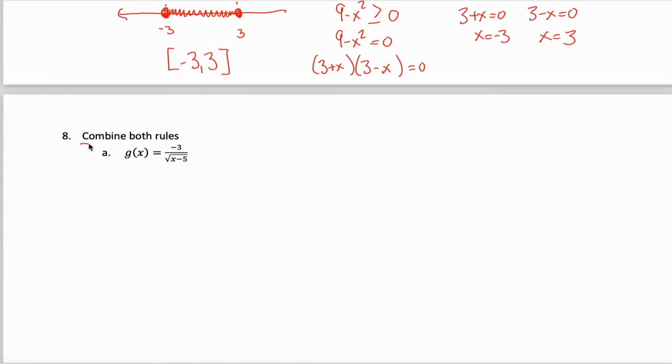So what we're going to do is combine each of our two domain rules. We're going to make sure that we don't divide by 0 and we don't take the square root of a negative number. Because of the nature of this function being kind of complicated, both these things come into play here. But we'll just take them one at a time. First, we've got to make sure we don't divide by 0. Why do we have to guard against that? Because we have division going on in this function. We're dividing by something.